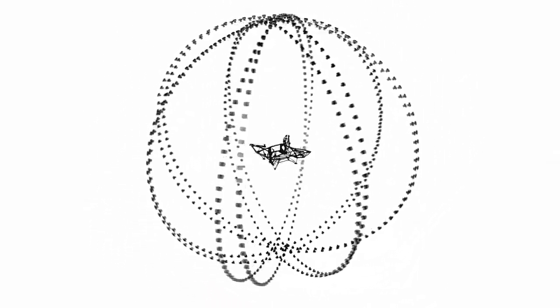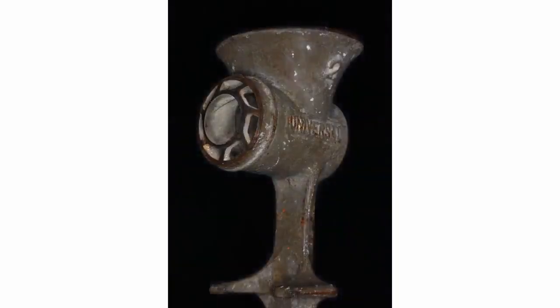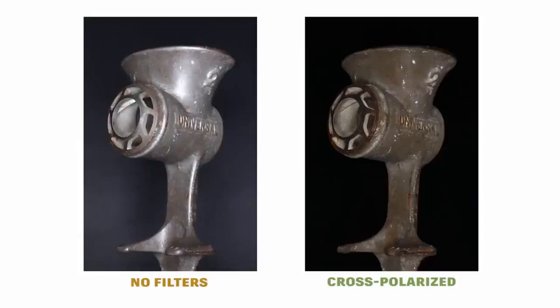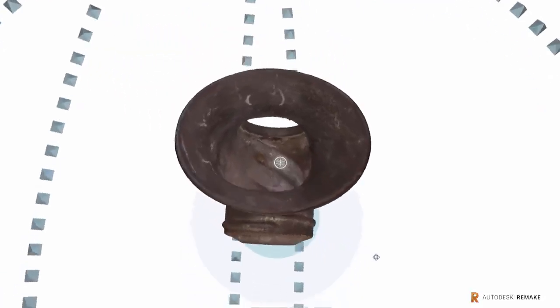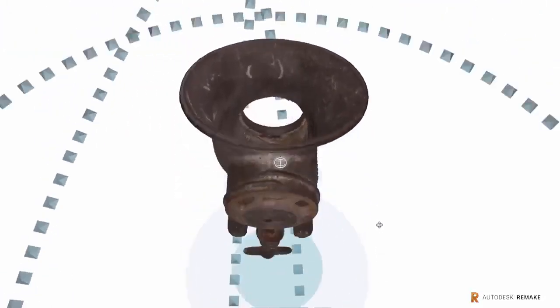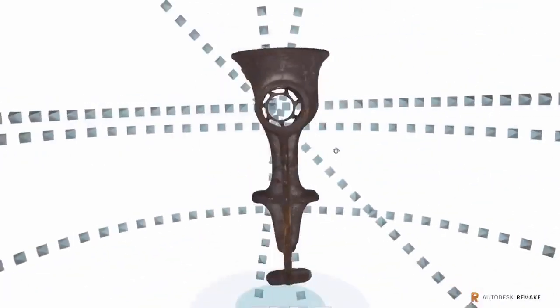Another option to improve the results with a turntable is to cross-polarize your light. Simply add a linear polarizing film to your light and a circular polarizer to your lens. This will remove most specular highlights. To shoot this old kitchen grinder, notice that we aligned several rows to see inside the holes on the top. This enabled us to capture the entire inside of the grinder.